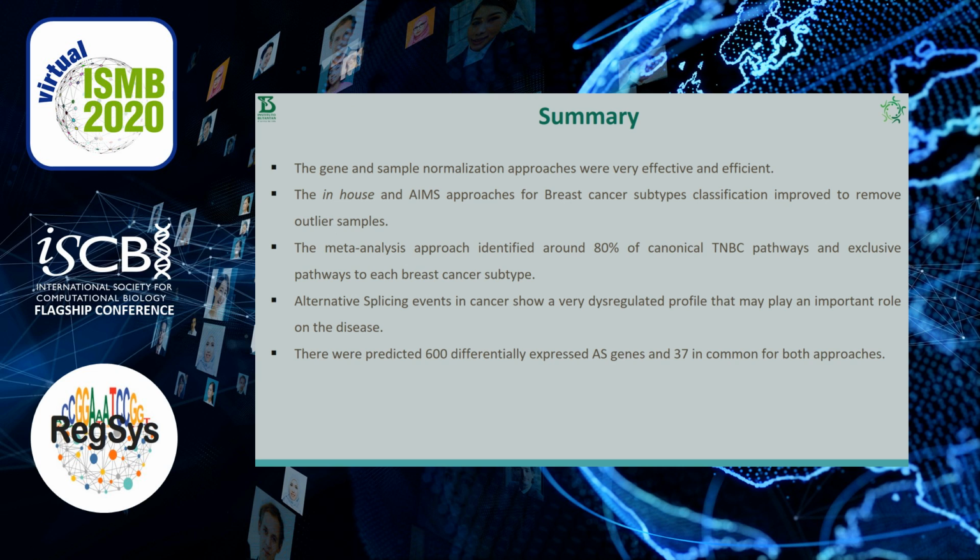So in summary, we can see that the gene and sample normalization approaches are very effective and efficient. The in-house and AIMS approaches for subtype classification and removal of outlier samples were very efficient. The meta-analysis approach could identify around 80% of canonical TNBC pathways and exclusive ones. The alternative splicing events in cancer show a very dysregulated profile that may play an important role in the disease. And around 600 differentially expressed alternative splice genes were predicted for both approaches, with 37 common ones. Thank you very much.